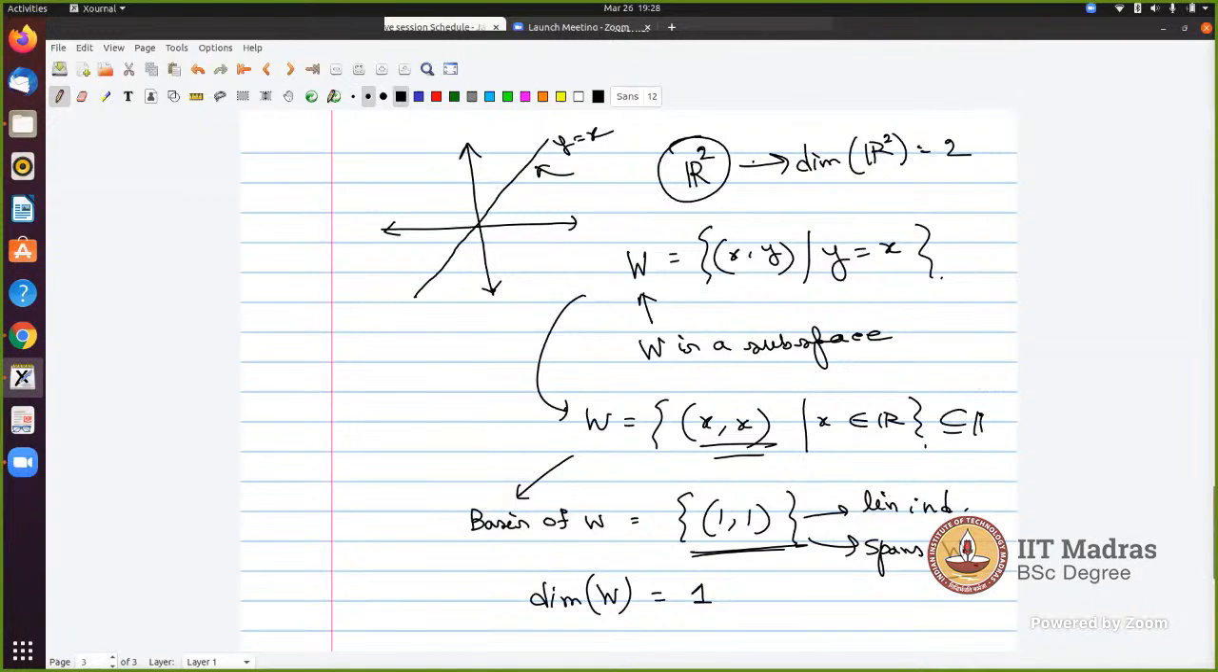Every point we must write in terms of 2 coordinates, but that does not guarantee that it has dimension 2. It means the dimension is the number of independent variables. Exactly, independent variables. Got it? Okay, great.